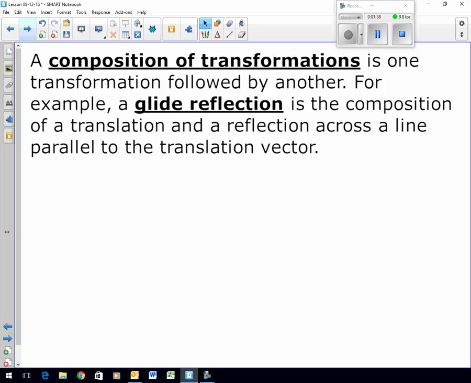Glide reflection is something you're going to need to know. That's a key vocab word. It is the composition of a translation and a reflection across a line parallel to the translation vector. That's what we're going to be working with today. It sounds like a bunch of gibberish right now. It's really not that hard, okay? The hardest part is remembering what a glide reflection is.